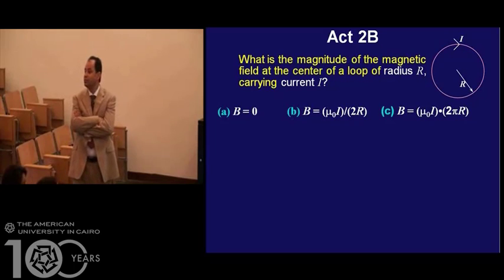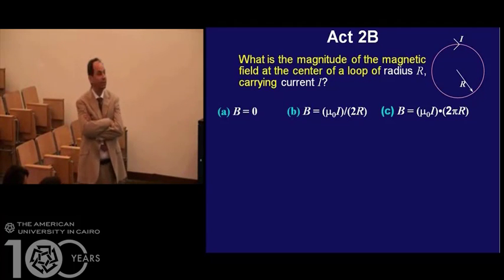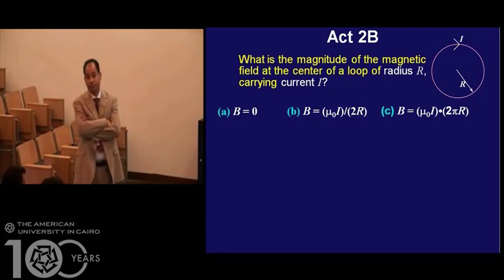Why 0? Yeah, it's symmetric. But how come? How will it cancel? How come? The whole point, guys, is into the page. Right? So how come it will cancel out?